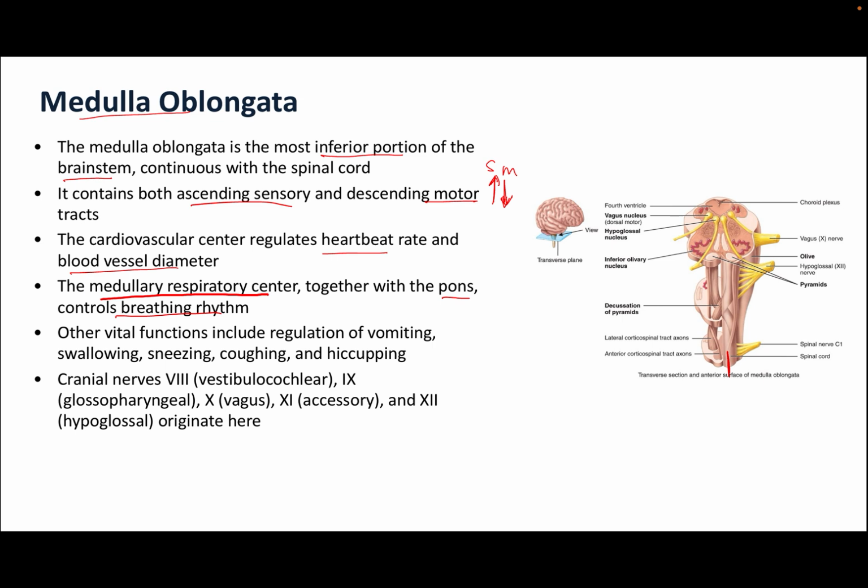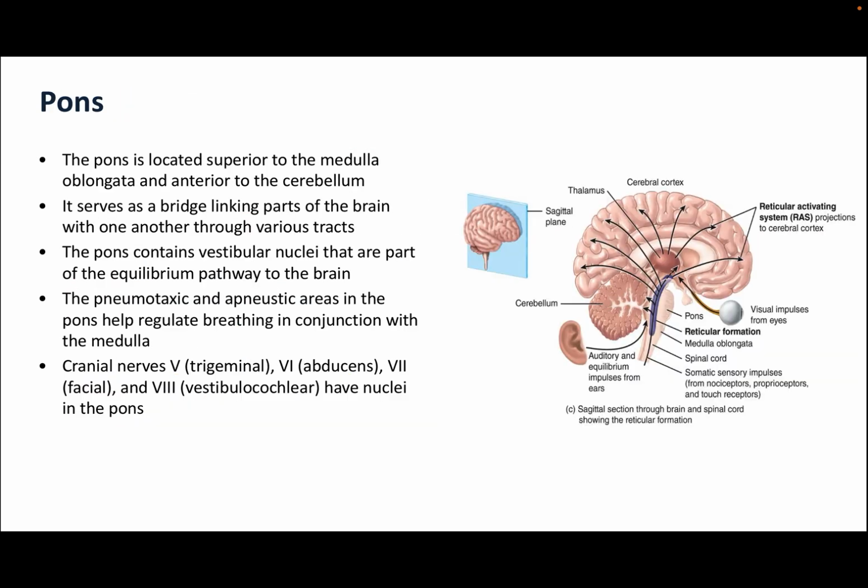Other really important functions that we see happening at the level of the medulla oblongata are going to be controlling the regulation of vomiting, as well as swallowing, sneezing, coughing, and hiccuping. All very interesting things. And the cranial nerves that we're going to have originating from the medulla oblongata are going to be cranial nerve 8, which is our vestibulocochlear nerve, cranial nerve 9, the glossopharyngeal nerve, cranial nerve 10 is our vagus nerve, cranial nerve 11, accessory nerve, cranial nerve 12, hypoglossal nerve. All of these are going to be originating from that medulla oblongata.